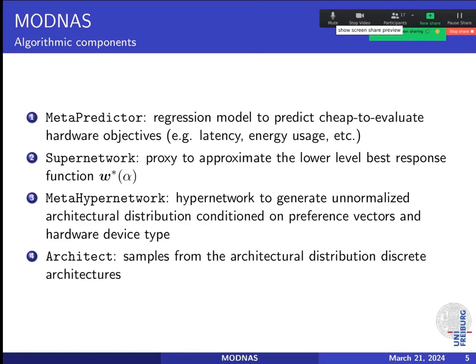for a given architecture. Then the second component is a super network. That is a proxy to approximate this lower level best response function W star. And here we use weight entanglement as well, which is a bit different from weight sharing. Basically, if you have, let's say, a convolutional space where you have choices of kernels 7x7, 5x5, 3x3, the 5x5 and 3x3 are subkernels of the bigger one. So it's not separate paths like in the weight sharing paradigm. One thing here is that the framework is quite generic, so you can also replace the super network with a performance predictor. For instance, you can use a GCN to predict the performance like accuracy, but that is quite expensive, as I said before. You need to train a lot of architectures beforehand to train that surrogate model. So the one-shot model is a more efficient choice in this case.